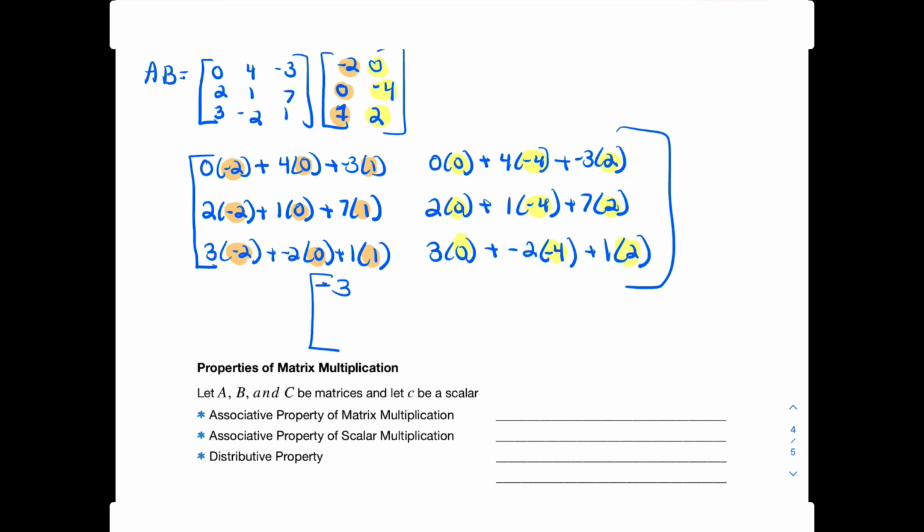Okay, first row, second entry, that's 0 minus 16 minus 6, which is negative 22. Second row, first entry, that's negative 4 plus 0 plus 7, which will give us 3. And then second row, second entry, that's 0 minus 4 plus 14, which is 10. And last row, first entry, that's negative 6 plus 0 plus 1, which is negative 5. And 0 plus 8 plus 2, which is also 10. And that is how you multiply matrices together.